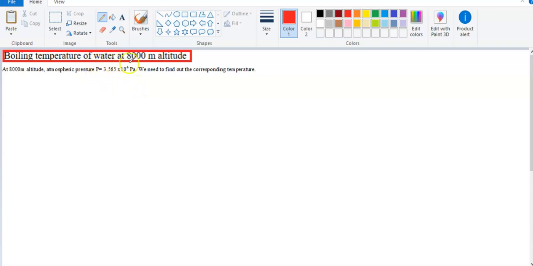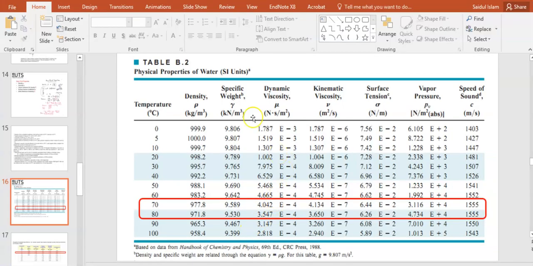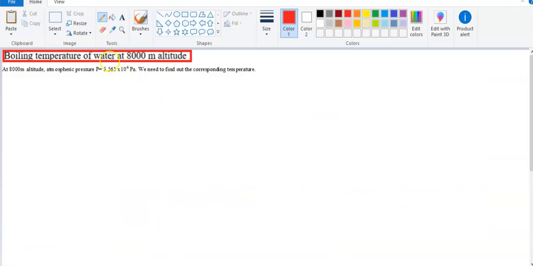So this atmospheric pressure, if I show you the table for the physical properties of water, and you see the vapor pressure. We need to calculate the boiling temperature. The boiling temperature means at first we need to see what the vapor pressure is and the corresponding temperature. So what we found here is at 8000 meter altitude the atmospheric pressure is this.